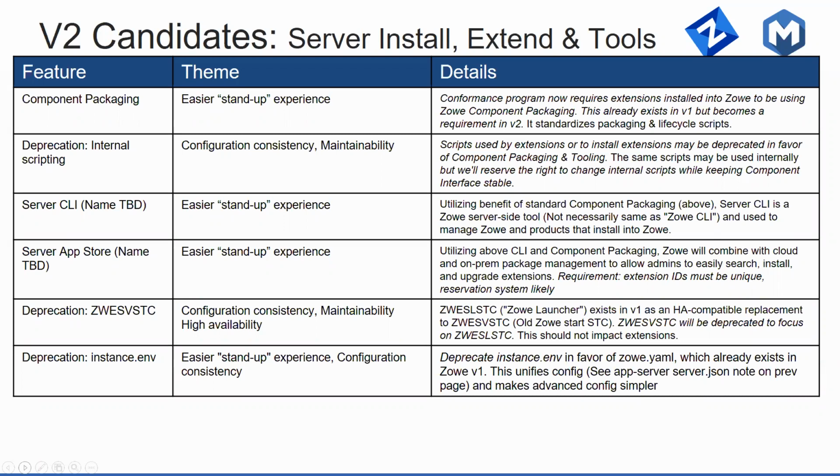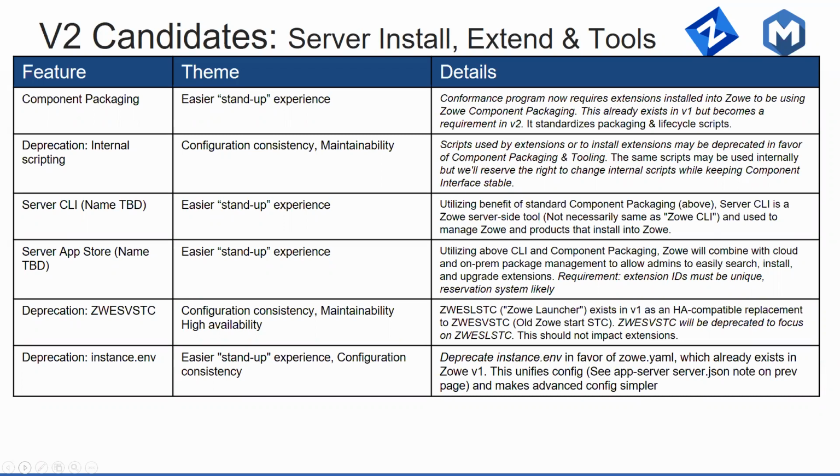So this might be able to do things like tell you the status of Zoe, or tell you what plugins you have, or help you to install a plugin. And on top of that, we want to build an app store. Using that CLI and the standardization of component packaging, we're going to combine cloud and on-prem package management to allow admins to be able to search for, install, remove, and upgrade extensions.